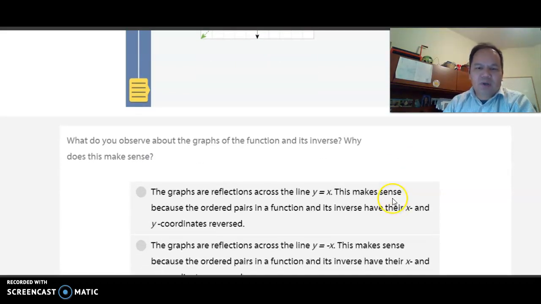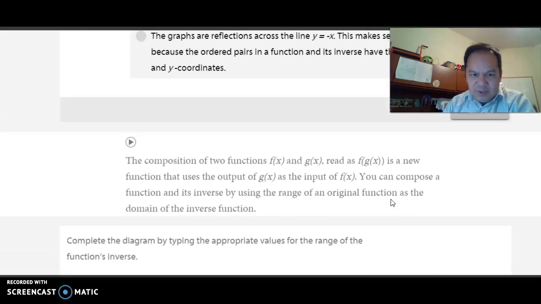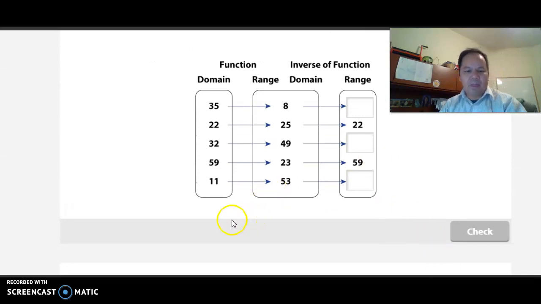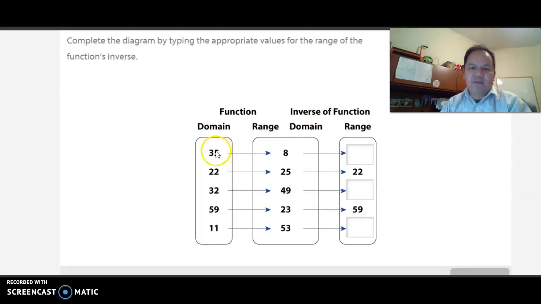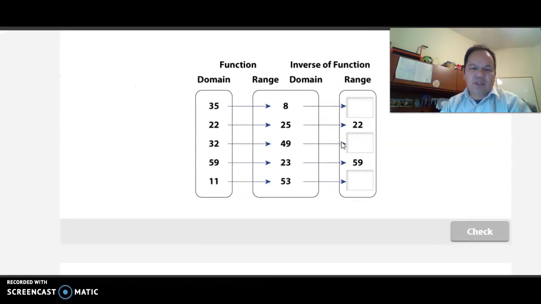What do you observe? Let's go to another example. What is the inverse of this? Look at this. If you have the value, find the inverse of this. If this is the domain, the range, you flip them and this will get back to the domain, right?